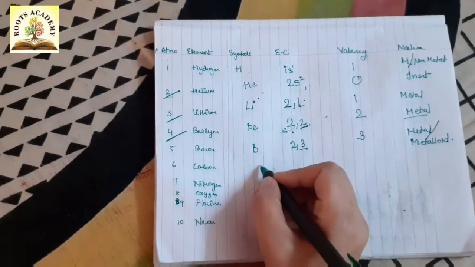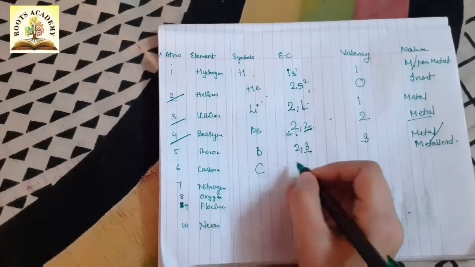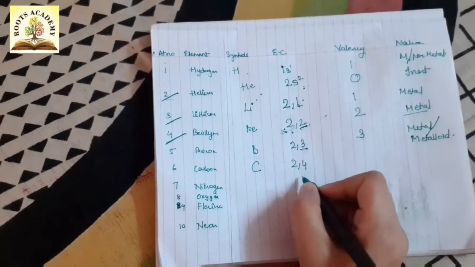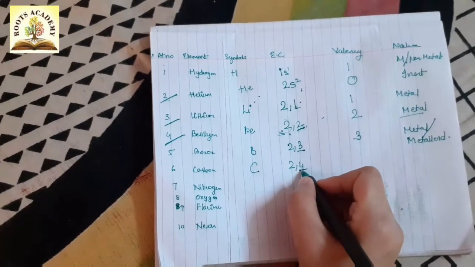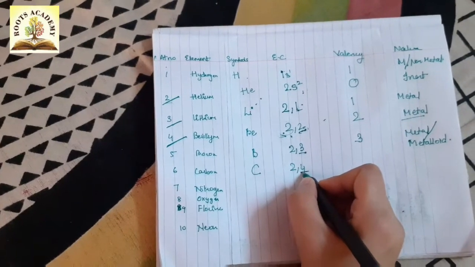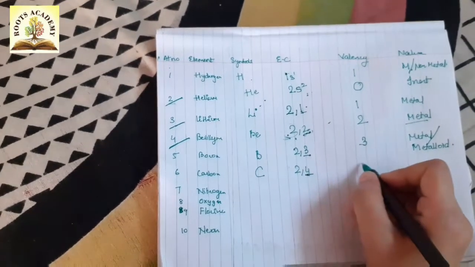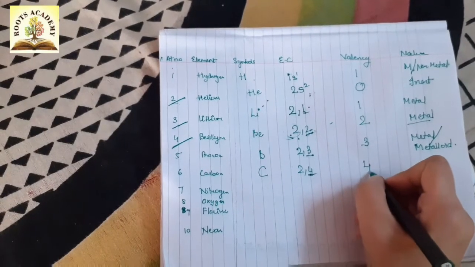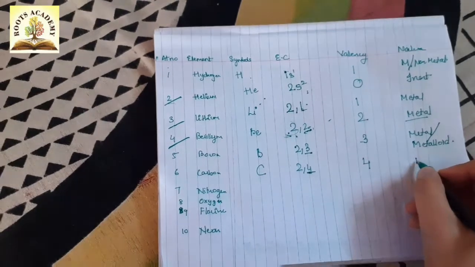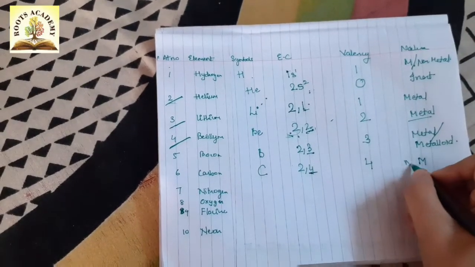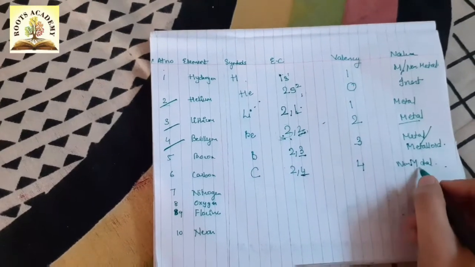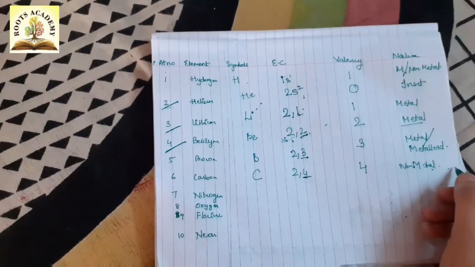Carbon's symbol is C. Electronic configuration is 2, 4. It is very easy for carbon to lose 4 electrons as well as to gain 4 electrons. So the valency of carbon is 4. Carbon is again not a metalloid, but a non-metal. Again, due to the experimental fact or as an exception, carbon is a non-metal.